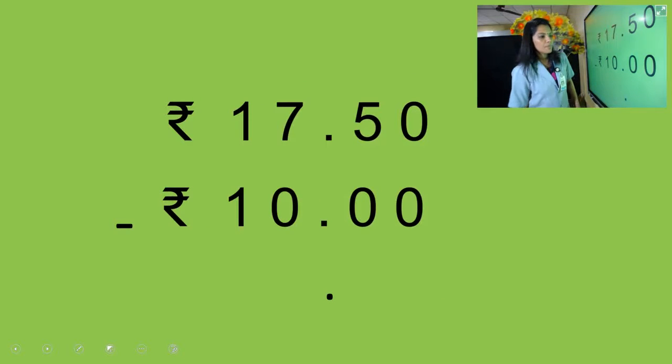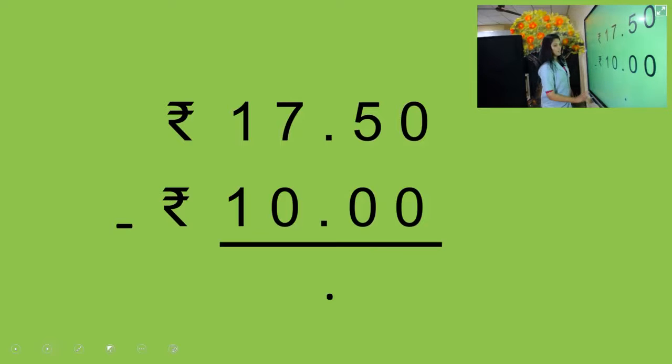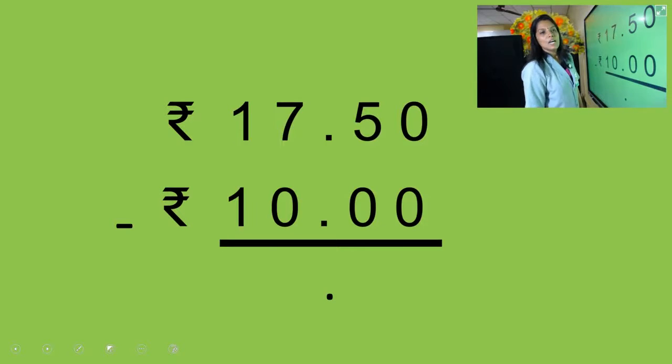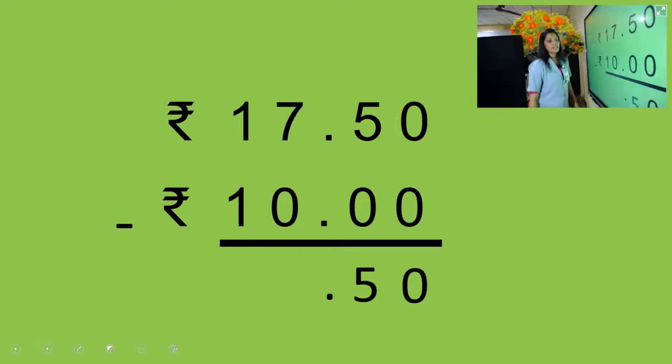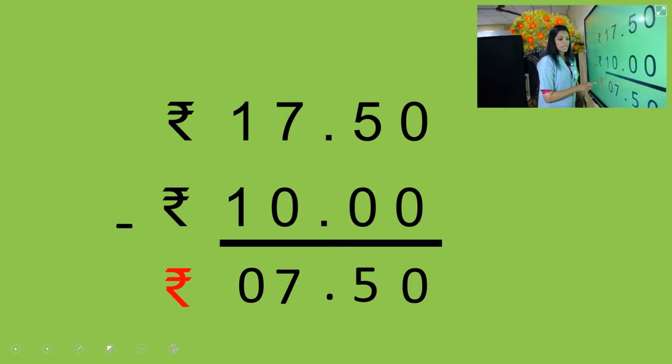This should be written in your working column. Ready? What is 0 minus 0? Simple, 0. What is 5 minus 0? It is also simple, 5. Now put a dot. And what is 7 minus 0? 7. What is 1 minus 1? It is 0. So what is the amount that he should pay again? Don't forget to put the symbol of rupee, okay? Rupees 7 and 50 paise.